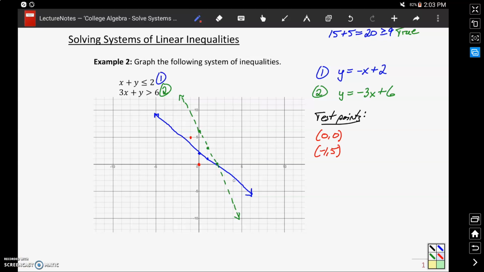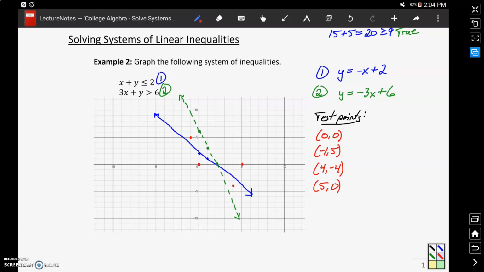Negative 4 would be a point to consider. And we could also use 5, 0. Again, this is one approach. I like it because I think it's a little bit foolproof. There are also some intuitive methods for looking at whether you should shade above or below each line. But this method should work every single time.